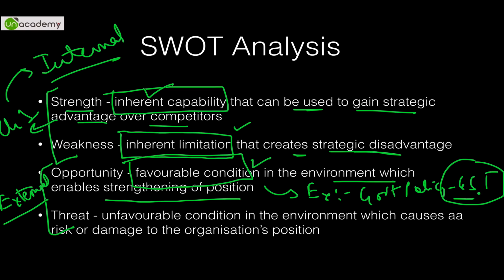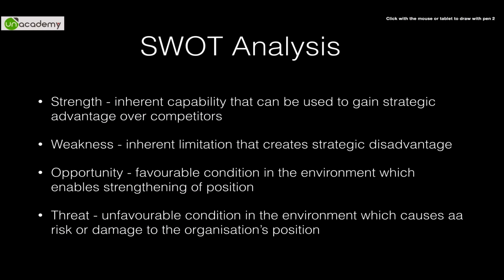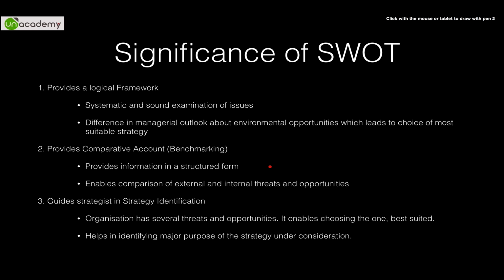But on the other hand, this may also prove to be a threat or an unfavorable condition for some other people who are maybe evading tax in the environment, which causes a risk or damage to the organization's position. So this is something which is a threat. Analyzing individual components, strength, weakness, opportunities and threats is the SWOT analysis. SW, that is strength and weakness, is in our hands, and OT, opportunities and threats, is not in our hands, it is beyond our control. So this was SWOT analysis.